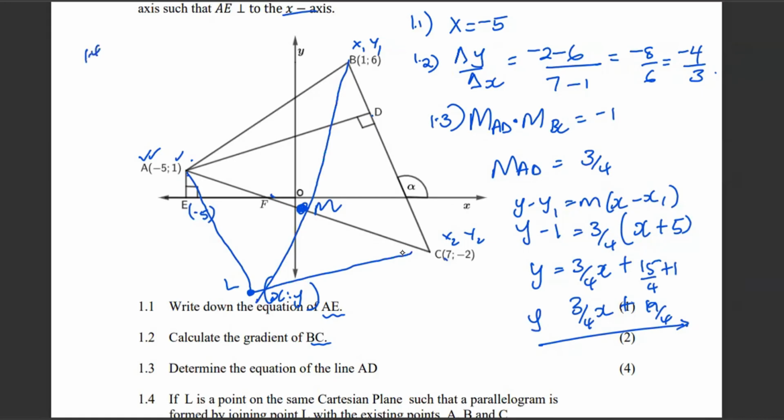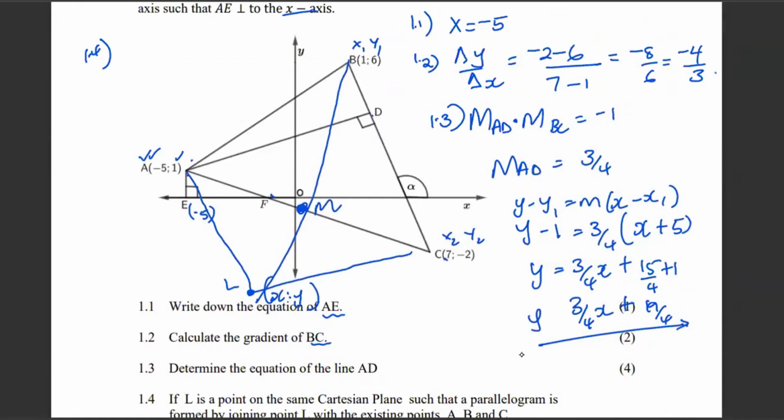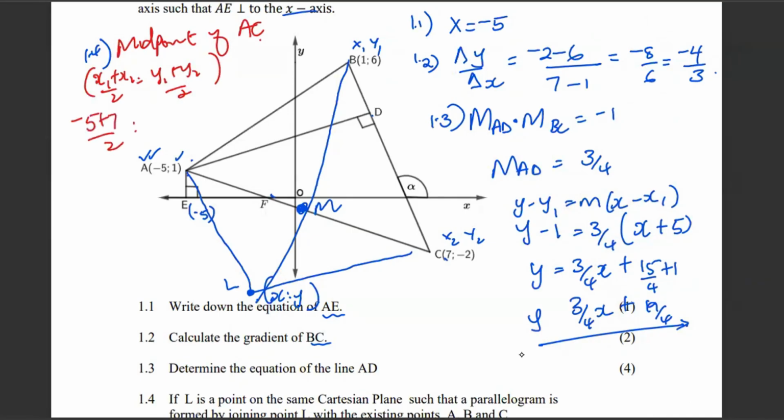How many marks is 1.4? It's 6 marks. It's worth it. So let's get the coordinates of M, the midpoint of AC. We know that it's (x1 + x2) divided by 2, and (y1 + y2) divided by 2. So that's (-5 + 7) divided by 2, and (1 + -2) divided by 2. When I simplify this, that's going to be 1, and then -1/2.